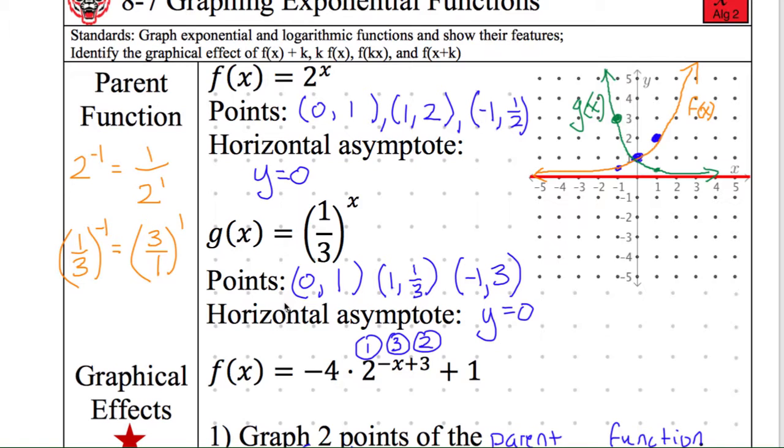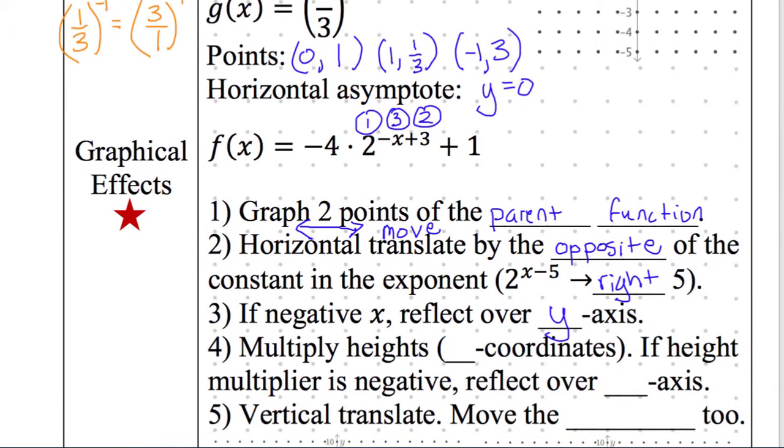So again, the rule is, if I have a negative here, this all flips over the y-axis. All right, now we're on step number 4. Multiply the heights. So I'm doing PEMDAS. Now I'm doing multiplication. Step 4, I'm going to multiply each of the heights by -4.